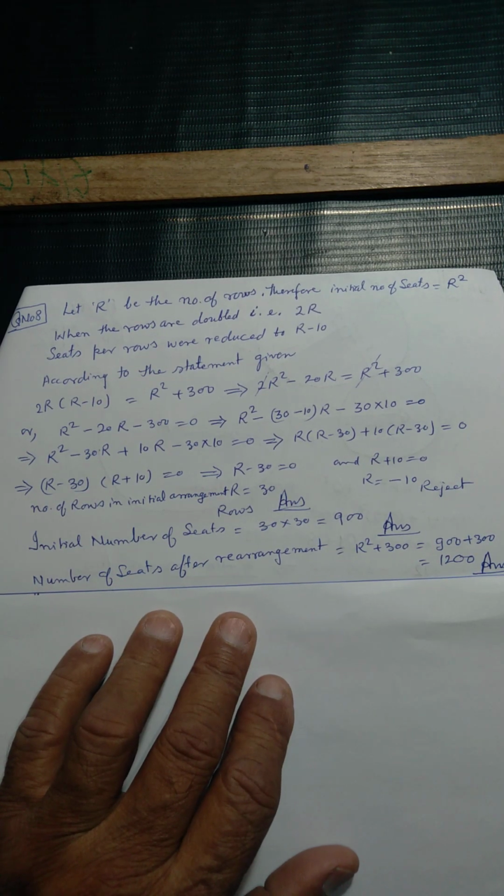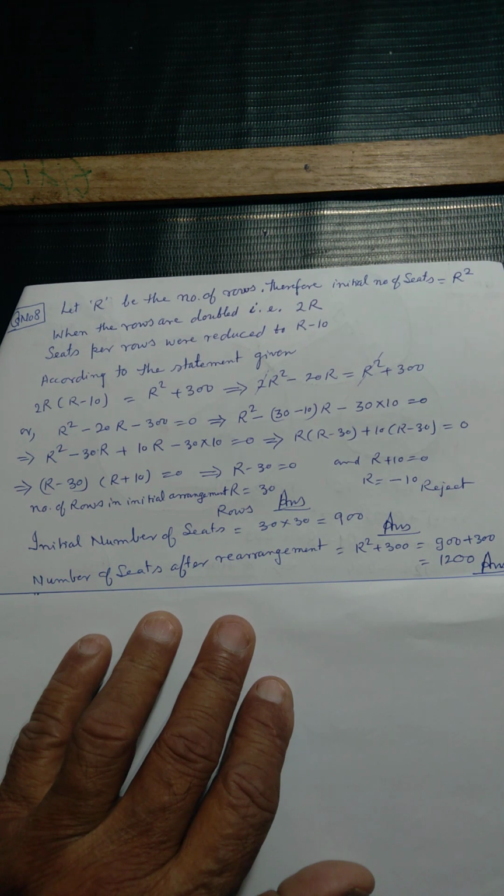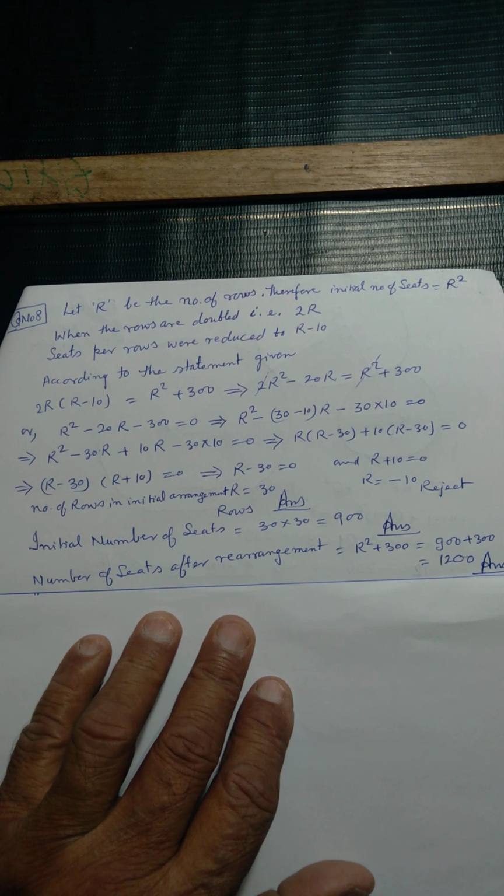Now proceed to the question number 8. Now question number 8 states that in an auditorium, seats were arranged in row and column. The number of rows were equal to the number of seats in each row. When the number of rows were doubled and the number of seats in each row were reduced by 10, the total number of seats increased by 300. Find the number of rows in the original arrangement. Second part, the number of seats in the auditorium after rearrangement.